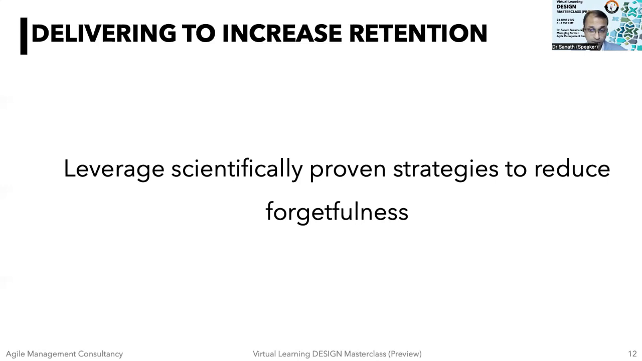And we want to talk about some scientifically proven strategies. And I'm going to share with you some strategies. There are three such strategies, and you can easily do this without any effort, even right from tomorrow when you start your next lesson, if you have a lesson tomorrow, of course.